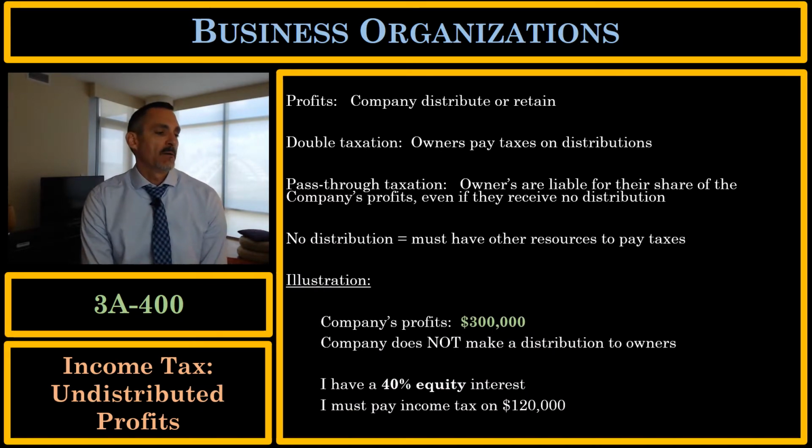Here's an illustration. Imagine the company's profits are $300,000 in a pass-through taxation company. The company does not make a distribution to the owners. Now let's assume that I'm one of these owners and I have a 40% equity interest in the business entity. This means I am responsible for paying income tax on $120,000. How much tax I have to pay would depend on my tax bracket, but I have to pay income tax on $120,000 in income, even though I actually received no cash. This is something you have to consider when structuring a business entity for your client.